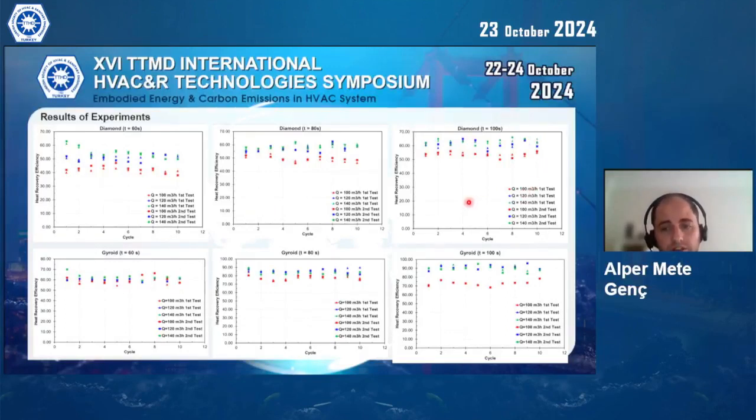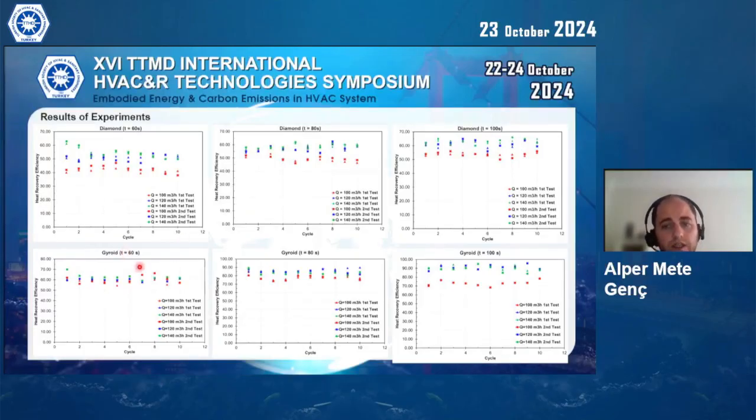The highest efficiency value of approximately 66% is obtained for the 140 cubic meter per second airflow rate at the 100 second cycle time.